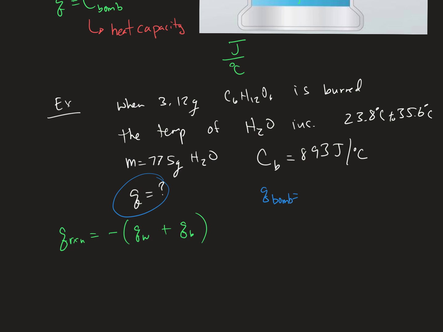Did I answer your question? I mean, maybe, but I still don't understand. So I guess no? Okay. Let's go through it and see. Okay. So heat of the bomb is just going to be 893 joules per degree Celsius times the change in temperature, which is 35.6 degrees minus 23.8 degrees, which is 11.8 degrees Celsius.